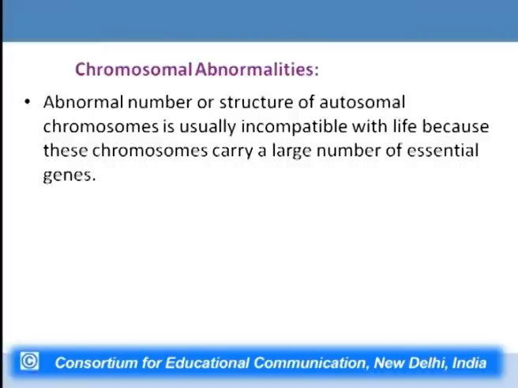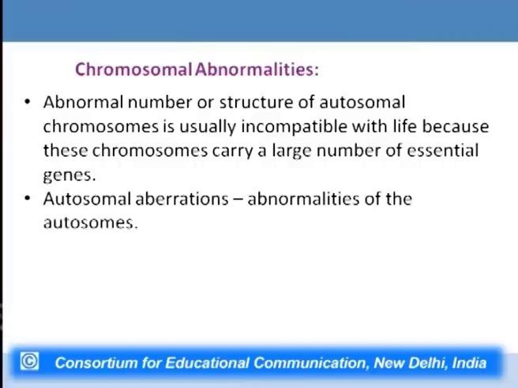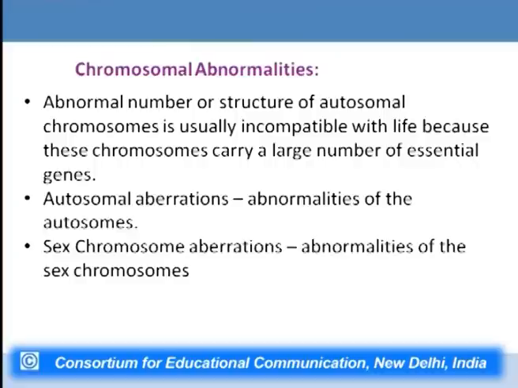Abnormal structure or number of autosomal chromosome is usually incompatible with life because all chromosomes carry a large number of essential genes, and if a chromosome is lost, then the embryo will not survive. If there is an aberration in the number of autosomal chromosome, it will be termed as abnormality of autosome, whereas if there is an aberration in the structure or the number of sex chromosome, which are X and Y chromosome, it will be termed as abnormality of sex chromosome.